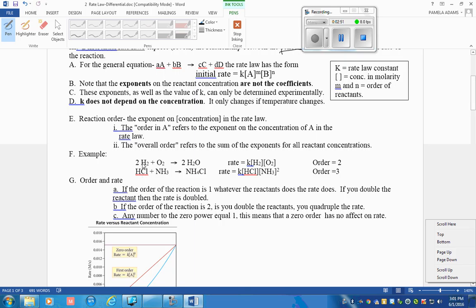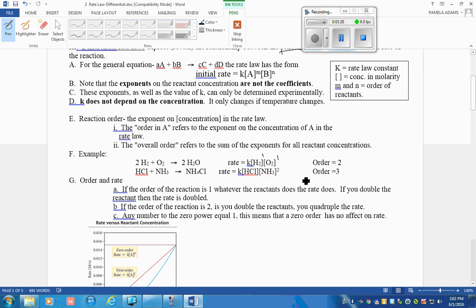So if we had this synthesis reaction of water, the rate has been experimentally determined to be: rate is equal to the rate law constant times H2, the concentration of hydrogen raised to the first power. Please recall that chemists are very unhappy about writing the number 1. It's there, we just don't write it. Times the concentration of O2 raised to the first power. 1 plus 1 equals 2. The overall order is 2. This rate law has an overall order of 3. 1 plus 2 is 3.